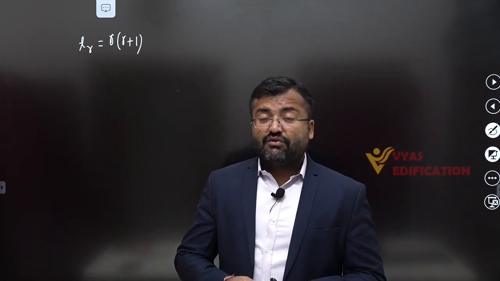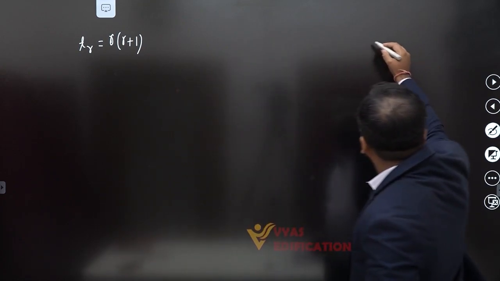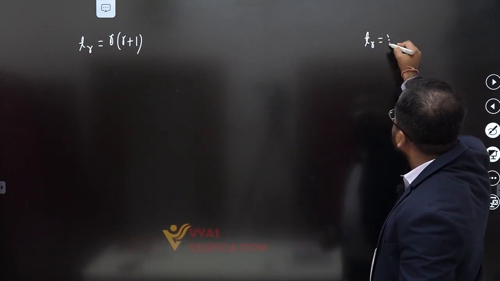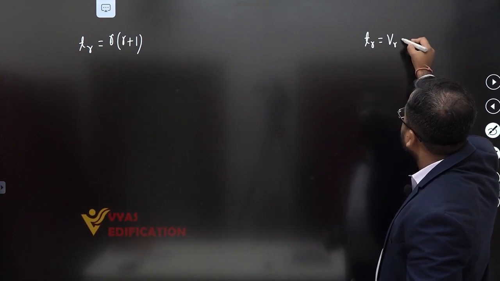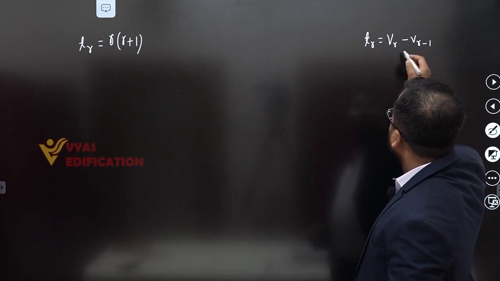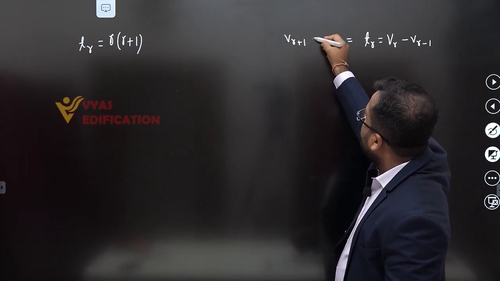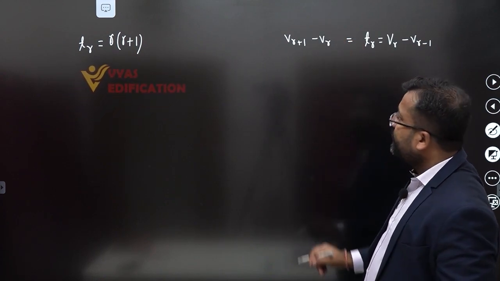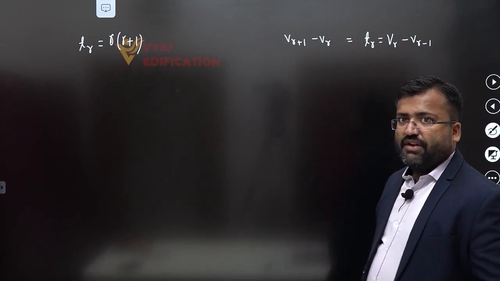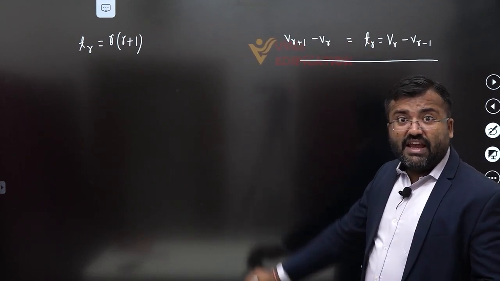Once you are clear with this, then I would like to write TR as a difference of two terms, a difference of two consecutive terms. How do I want to write TR? In general, I want to write TR as VR minus VR minus 1 in this particular form, or VR plus 1 minus VR, this kind of a form.